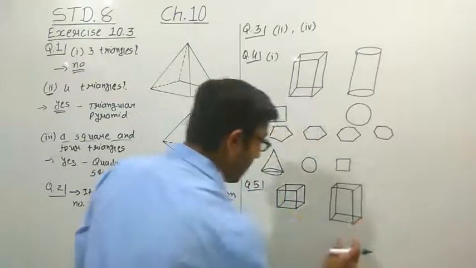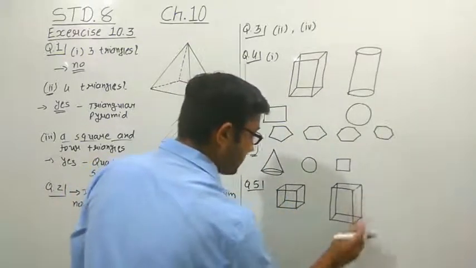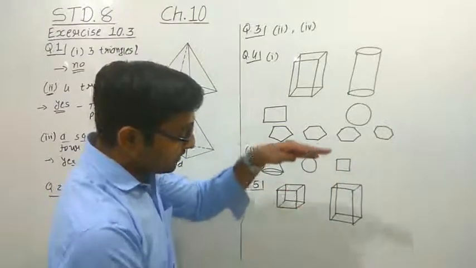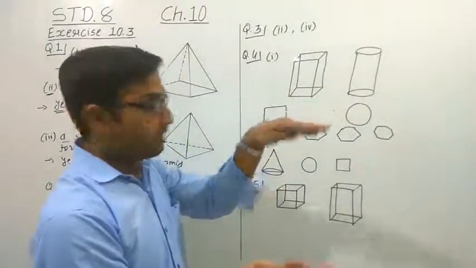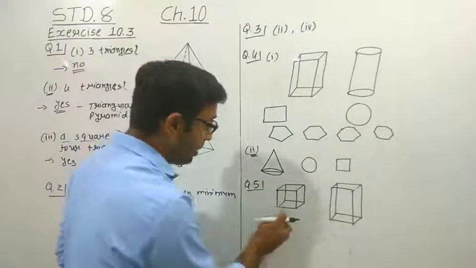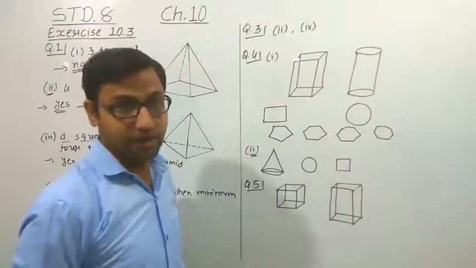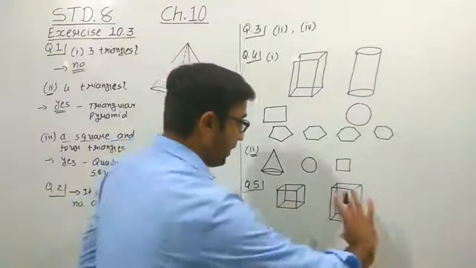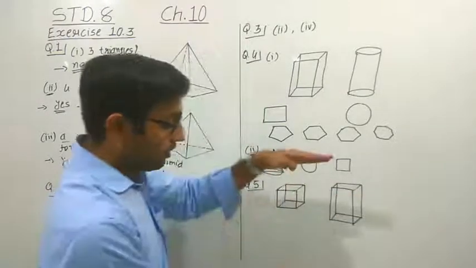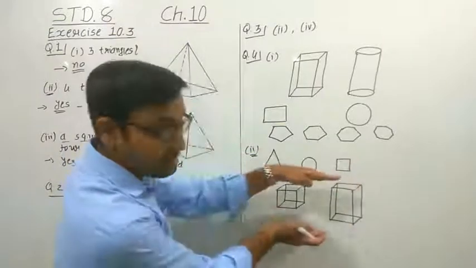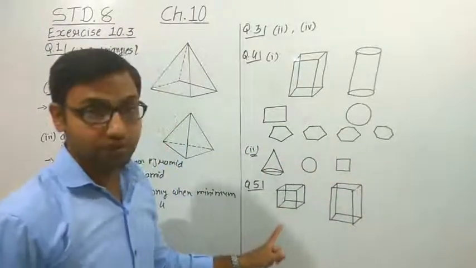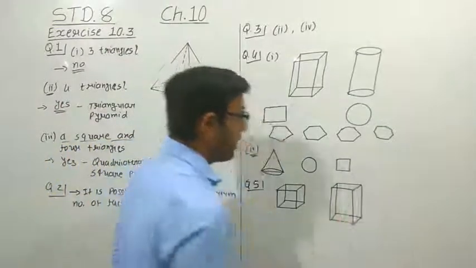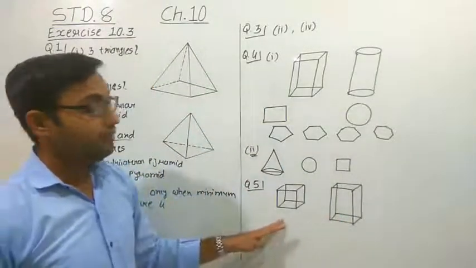So here we can see that the base is a square, and its top is also a square, but as its length is increased, it will not look like a cube, right? What will happen if we decrease its height? If we decrease its height, then yes, it will become a cube. But if we do not change the height, it will not look like a cube.